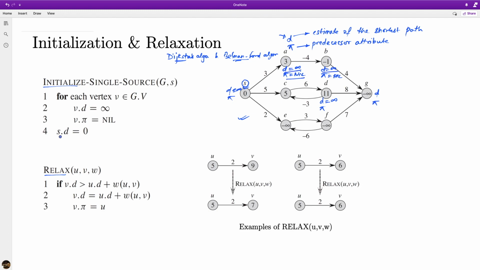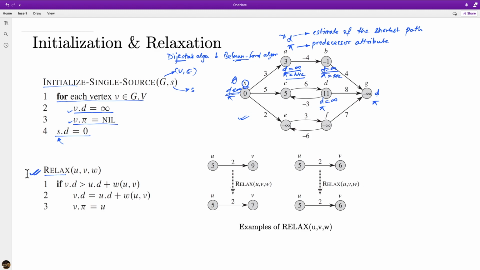We also want to initially set the starting node's shortest path estimate to 0, because the cost of going from the starting node to itself is 0. This is done in this for loop. For each vertex, all I'm doing is setting the D attribute to infinity and the pi attribute to null. Finally, I'm setting the D attribute for my starting vertex to 0. So this process simply takes my graph G, which is my vertices and edges, and the starting vertex S, and performs these initializations on all the vertices in my graph.